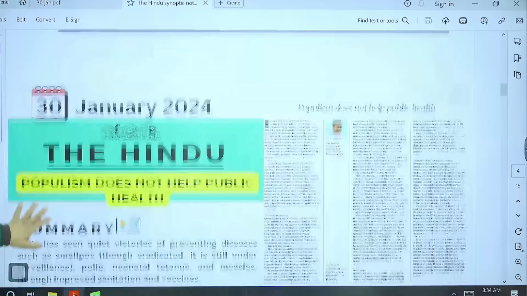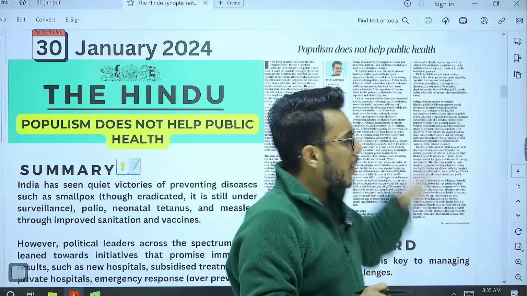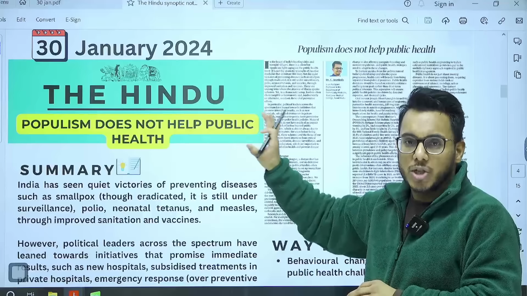So let's start with the first article. Populism does not help public health. This particular article is important for GS paper number 2, social justice.